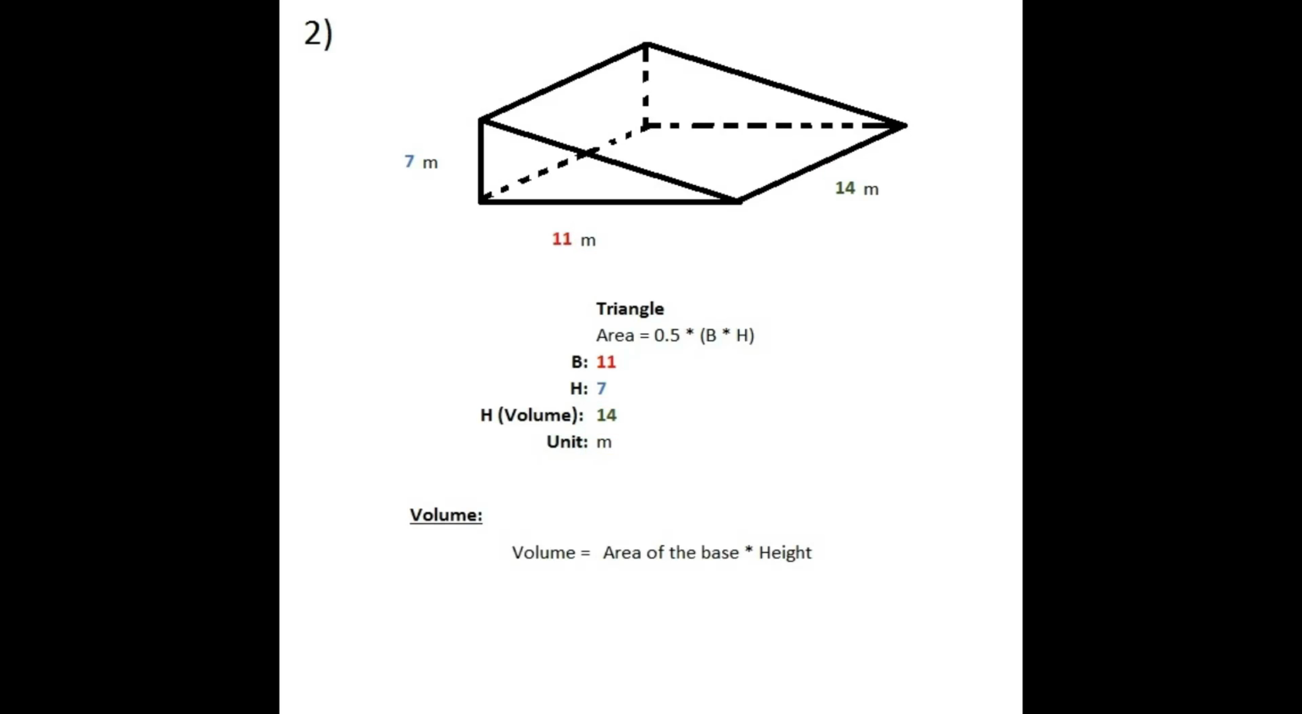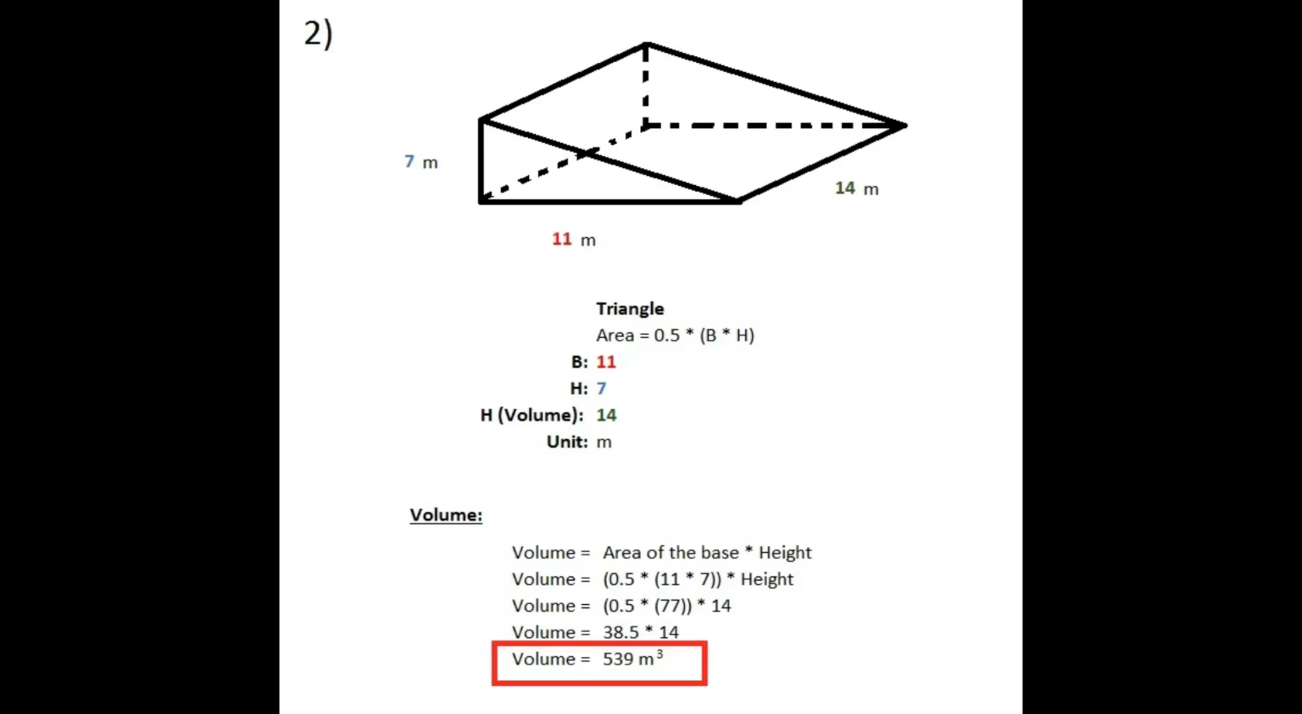So, going through the problem, our volume is the area of the base times the height. Volume is 0.5 times 11 times 7 times our height. So, 0.5 times 77 times 14, 38.5 times 14. Now, if we were just finding the area of that triangle on the front, we would stop here at 38.5, but now we're going to multiply that number by 14. And the answer here is 539 meters cubed. And that's pretty much it for number 2.